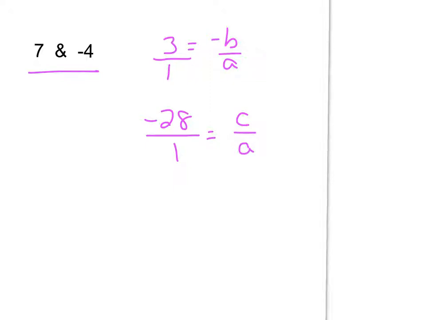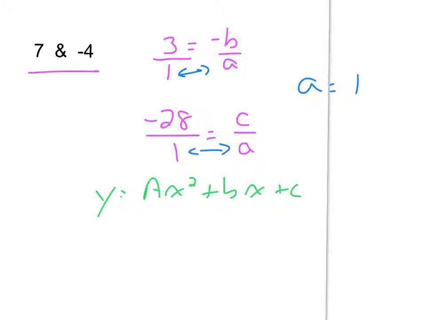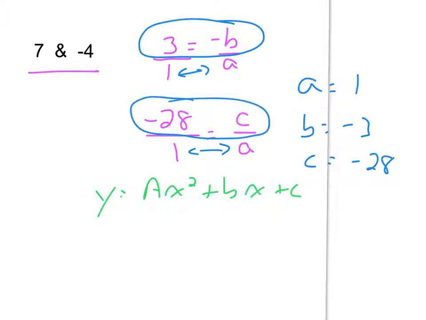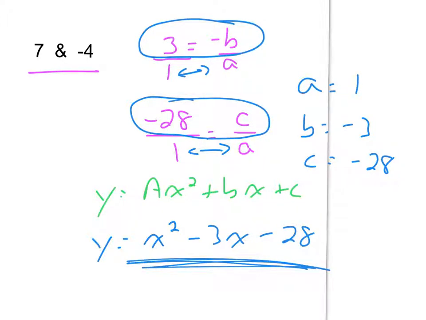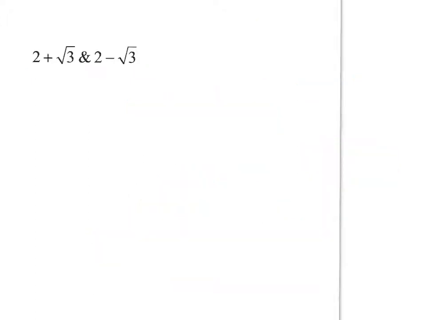So looking at my equation, y equals ax squared plus bx plus c, we can see that a is equal to 1. We can see that b is equal to -3 because -b is equal to 3. And we can see that c is equal to -28 right here. So my equation is going to be y equals 1x squared minus 3x minus 28, and sure enough, that's the same answer that we just got. Okay, let's do this one more time.